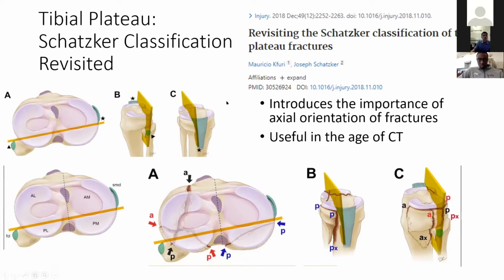So he proposed this super complex method of nomenclature where you talk about where the fracture line enters and exits and where the apex is. But really, the concept is important, the nomenclature less important. The concept is that we divide the plateau into anterior and posterior, medial and lateral, and we decide where those fracture patterns are predominantly.